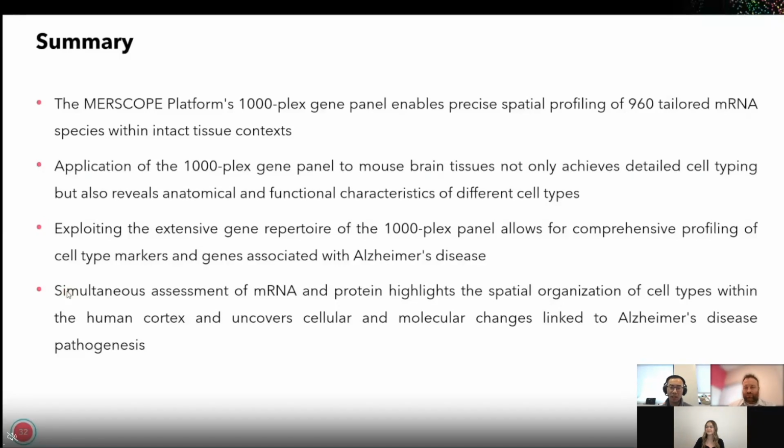Here we haven't specifically validated antibodies with the 1000 plex gene panel, because in the workflow, although we can do this together, they are kind of separate from each other. We just use additional imaging runs for the antibody staining. Because we have validated many antibodies in our previous development with relatively smaller gene panels, we don't see any issues applying these already validated antibodies to the new 1000 plex gene panel, because the workflow is still the same.